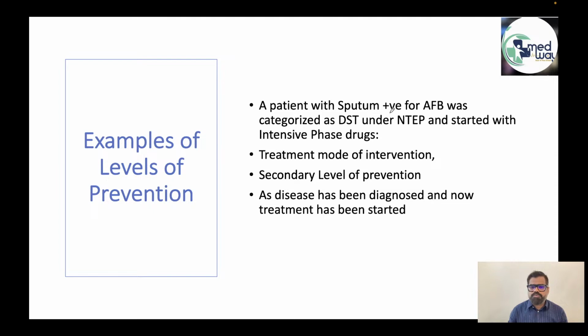Let's take one more question. A patient with sputum positive for AFB. The person is already diagnosed with AFB, categorized as drug-sensitive TB under NTEP, and you are giving intensive phase treatment. The person has already been diagnosed as TB and treatment has started. So what level of prevention are you doing? Secondary prevention. What is the MOI? Since you are giving treatment, it is treatment. In secondary prevention, if you remember, we do early diagnosis and treatment. So here we are doing treatment. So the level of prevention is secondary and the mode of intervention is treatment.